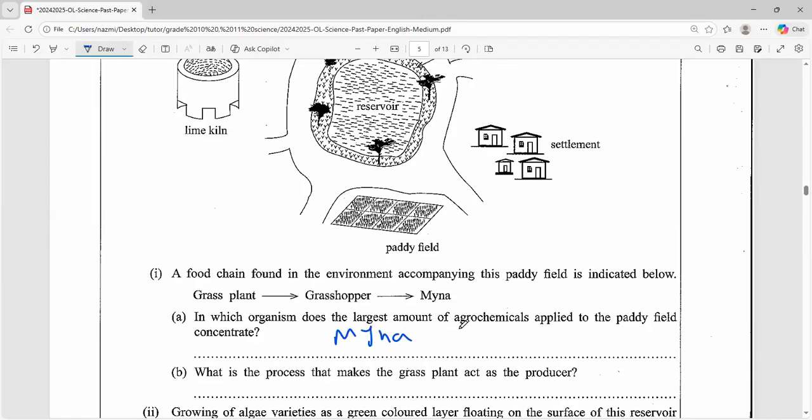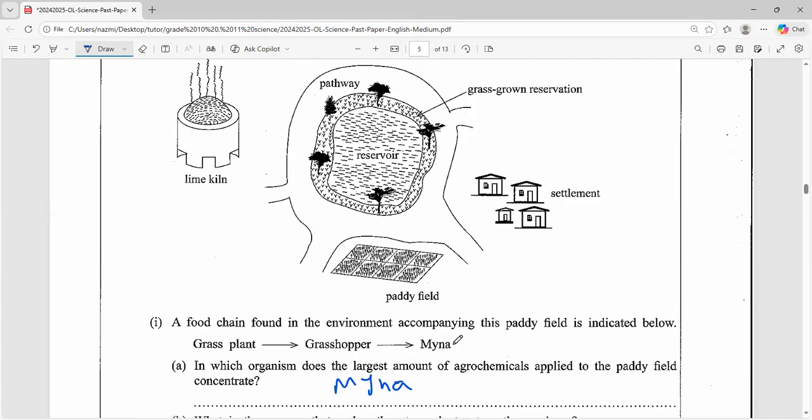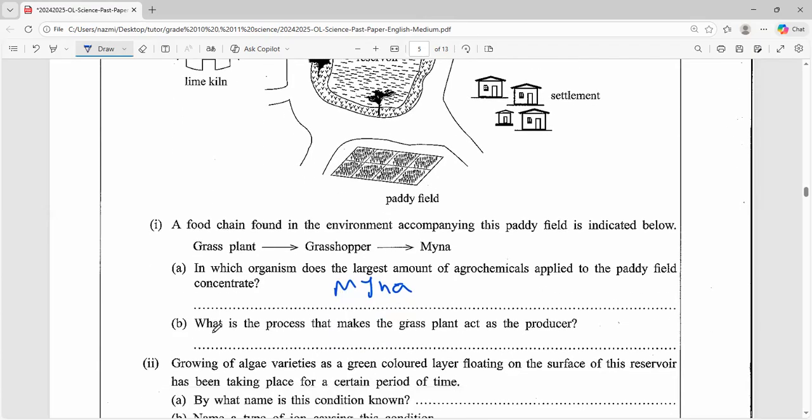What is the process that makes the grass plant act as the producer? Because it conducts photosynthesis, right? Photosynthesis, and it is an autotrophic organism producing its own food. That's why it's a producer. Okay. Photosynthesis, autotrophic organism. Those are the answers expected.